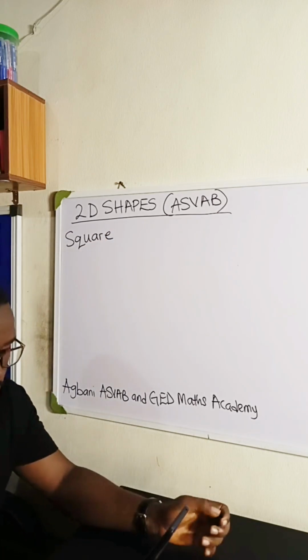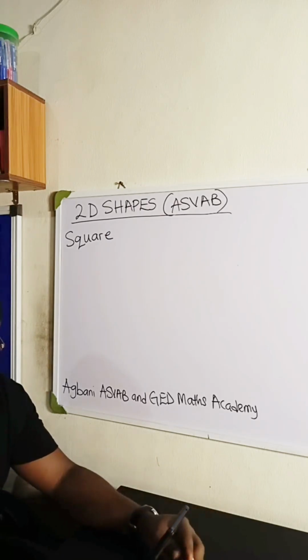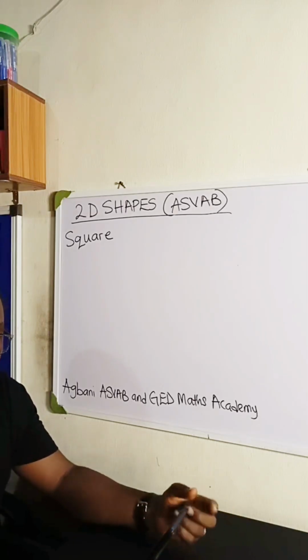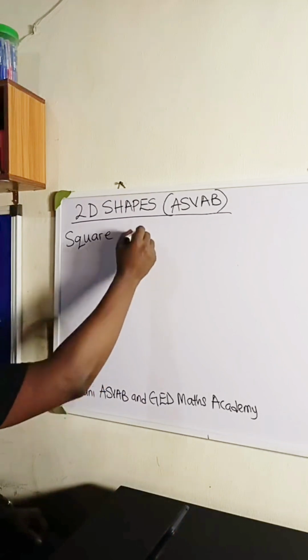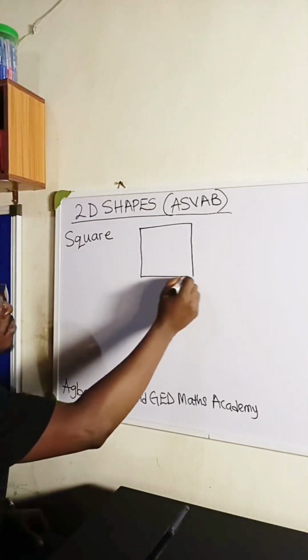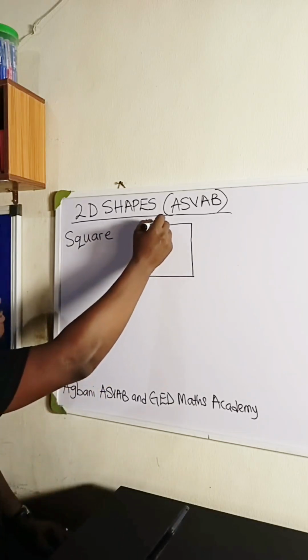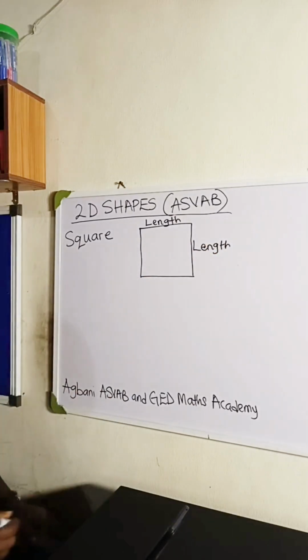Just like the rectangle, the square is a 2D shape that has 4 sides. But unlike the rectangle, all the sides of the square are equal. So if here is length, here is also length, because all the sides of the square are equal.